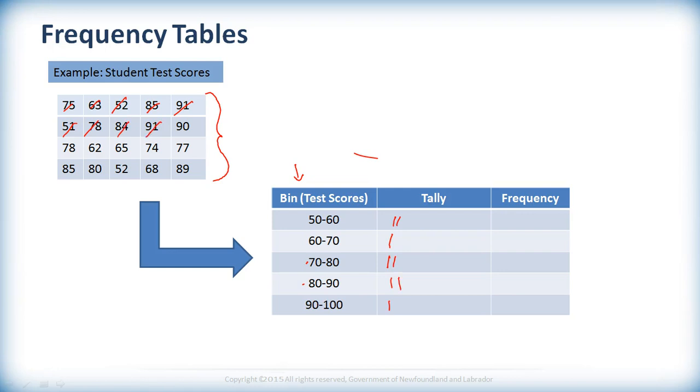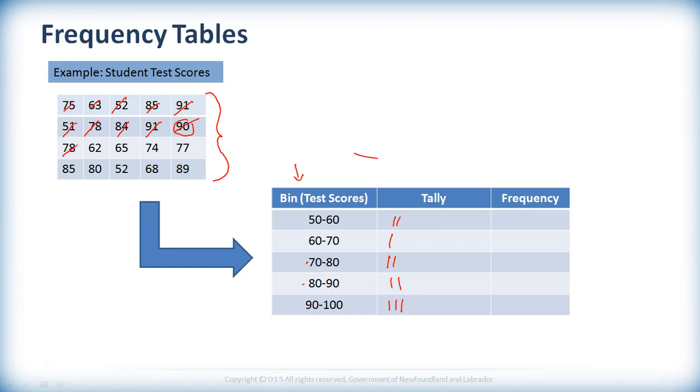Okay, and now we got an interesting one, because when we get a mark of 90, where do we put that? Does that go with 80 to 90 or 90 to 100? Well, by convention, we put it in the interval that starts with the 90. So we're going to put it down here with this one. Some textbooks will actually do that differently, but that's the way yours does it, and that's the way we're going to do it in this course.